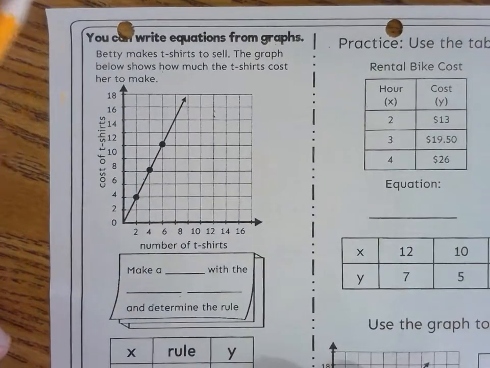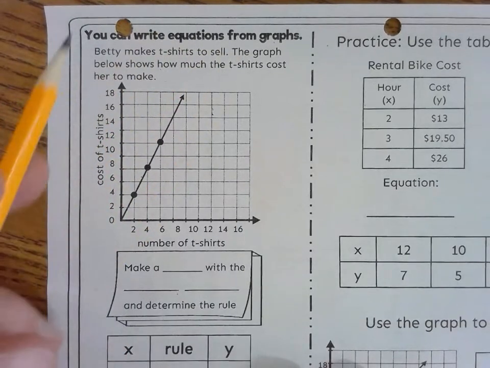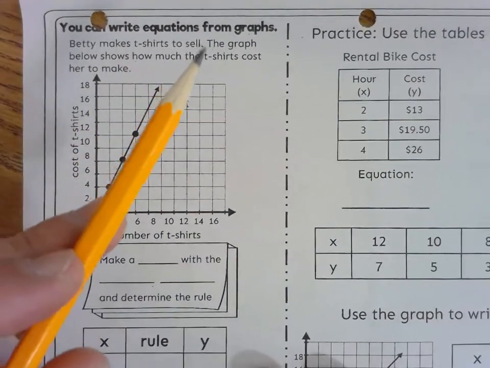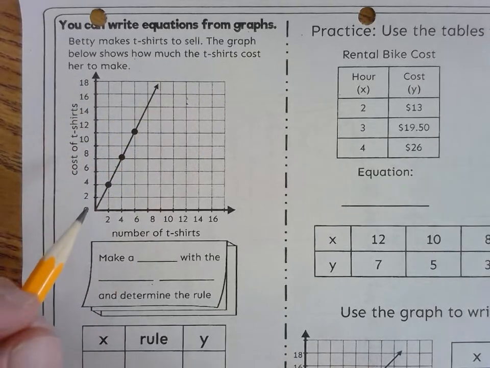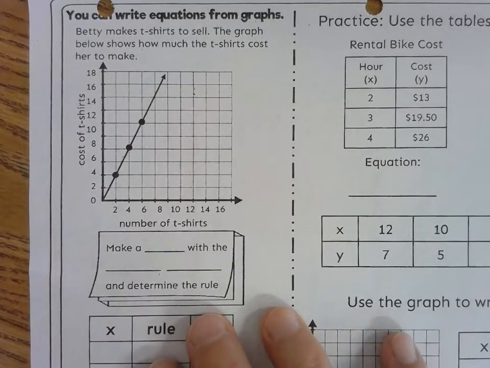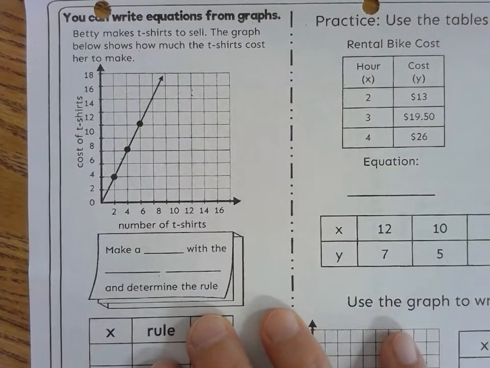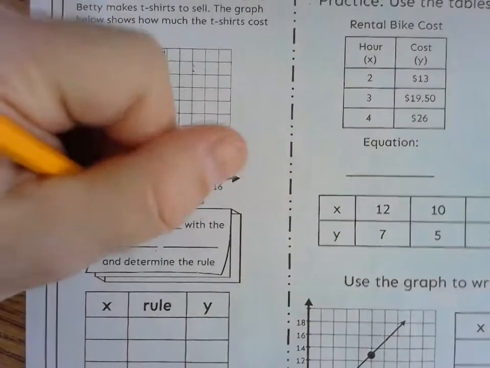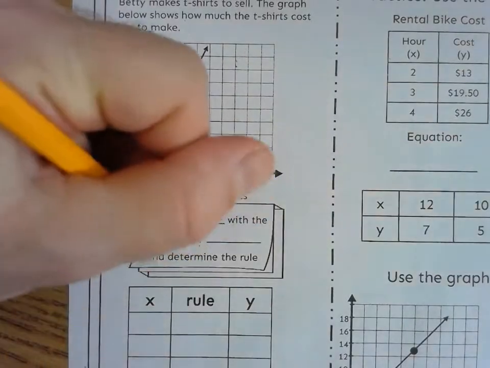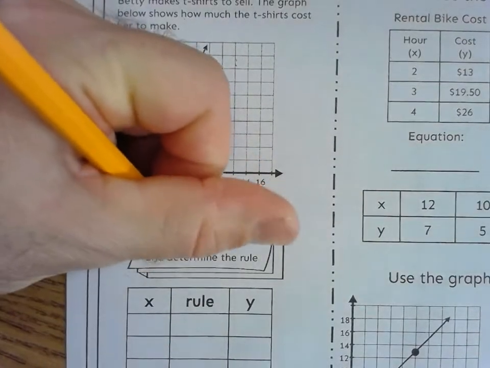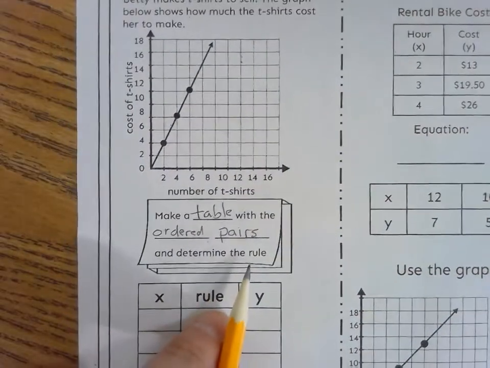Okay, so you can write equations from graphs. And we have an example here. Betty makes a t-shirt to sell. The graph below shows how much t-shirts cost her to make. Okay? So this is saying you want to make a table with the ordered pairs and determine the rule. Okay?